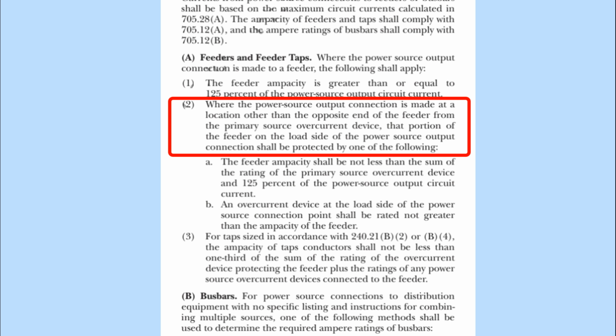Okay, 2. Where the power source output connection is made at a location other than the opposite end of the feeder from the primary source overcurrent device, that portion of the feeder on the load side of the power source output connection shall be protected by one of the following.